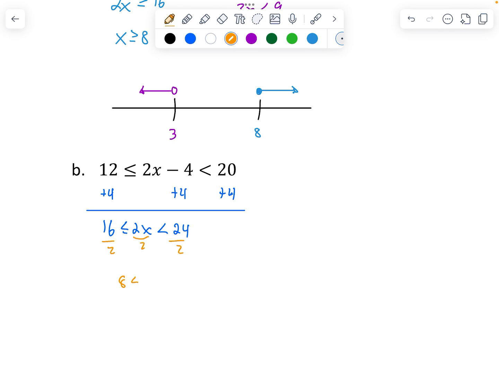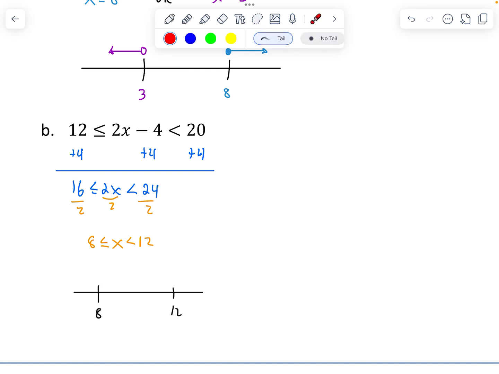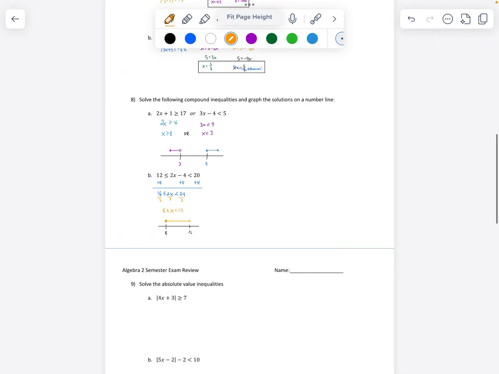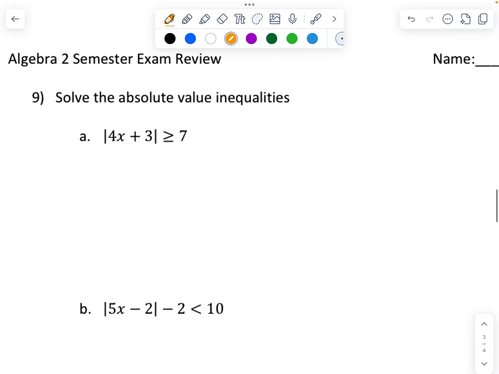And you get 8 is less than or equal to x, which is less than 12. On a number line, that's where they go towards each other. So 8 and 12. You have x is greater than 8, but less than 12. So greater than 8 goes this way. Greater than or equal to 8 goes this way. And then less than 12, though, goes this way. So you can see how those are going to meet. So there's that. And then we have absolute value inequalities.